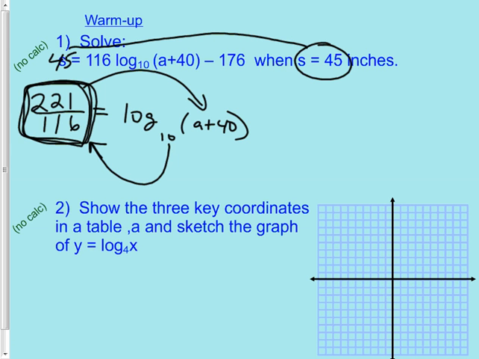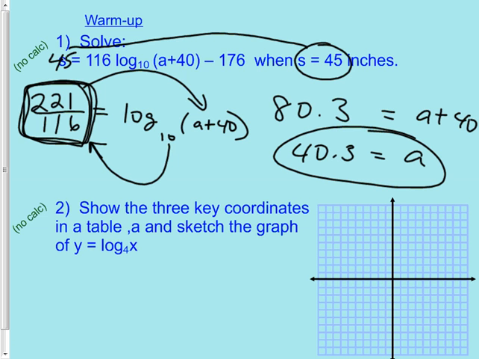Anyway, as it is though, 10 to the 9.1 is going to be like not 100. It's going to be like 90 or 80 or something. What is it? 80.3? And then that's equal to A plus 40. And then you just subtract 40 from both sides. You get about 40.3. That is rounded, but that is about right. Raise your hand if you had about 40.3 for that. Okay, good.